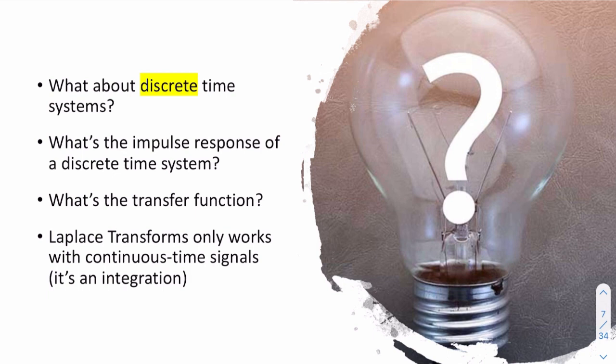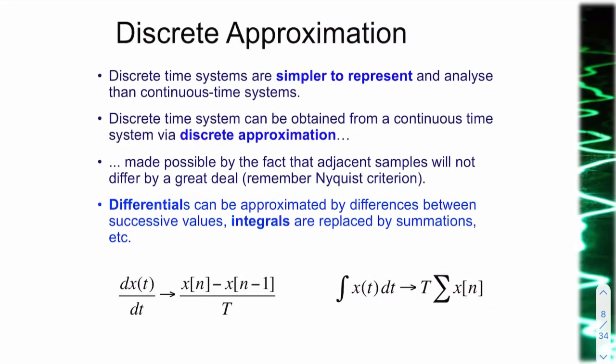So the question really is, what about discrete time systems? What's the equivalent of an impulse response for a discrete time system? What about the transfer function, h of s? So here we have h of t, and here we have h of s. But these only apply to continuous time systems. What's the equivalent for discrete time systems? We can't use anything that involves integration for a discrete time system.